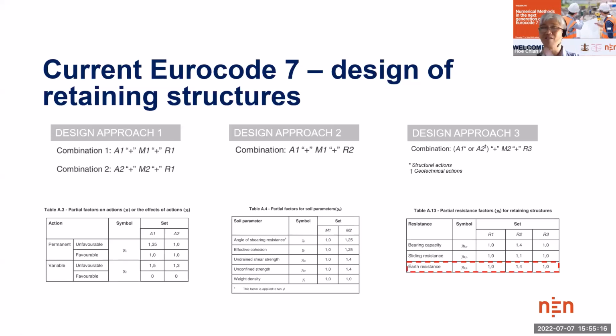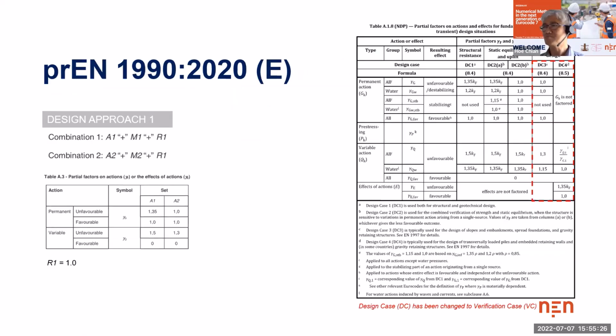Keep this in mind, and then we can see what is the implication later on if you were to undertake the design using the next generations of Eurocode. So, I mean, Colin mentioned about this. The next generation Eurocode is pretty much the design approach 1, combination 1 and 2.